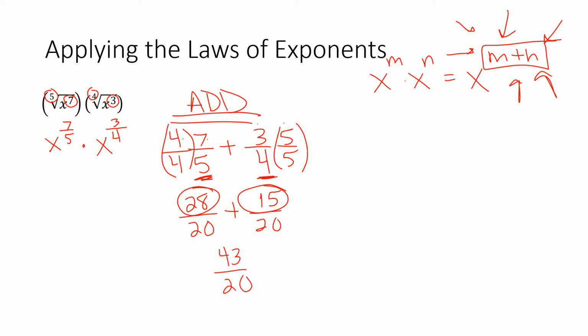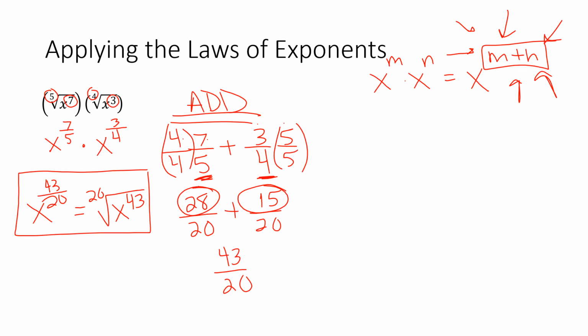So my answer would be x to the 43 over 20 power, if I leave it as an exponent. If I want to put it back to a radical, remember the man rides the horse, the man goes inside, the horse stays outside. So your final answer could be written either way there.